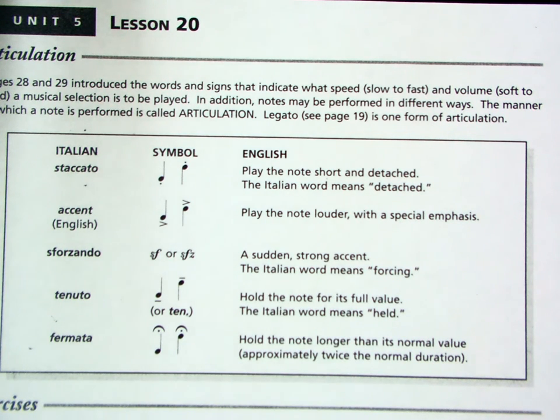Alright, so we talked about how loud or soft to play, that's dynamics. We talked about how slow or fast to play, that's called tempo. Articulation is referring to exactly how we perform the specific note. Right, so do we want the note to be long? Do we want it to be short? Do we want it to be played out more than other notes? So that's what these are.